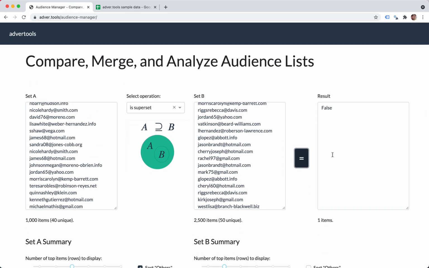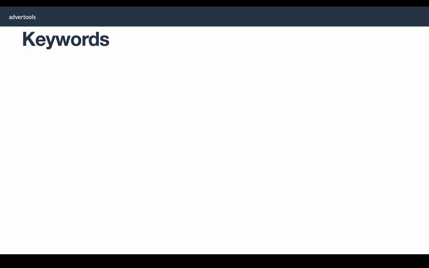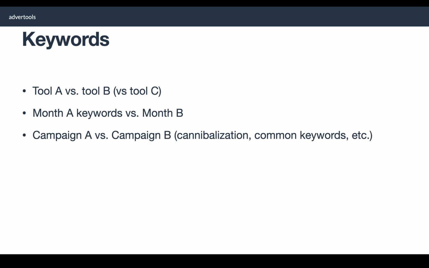So let me also share with you some ideas about other types of lists or audience. The first one is keywords, which we just did, but you can do it in a different way. So you can compare the keyword set that tool A gives you versus tool B, and versus tool C if you want. So you can see what common keywords are, which ones are different, and so on. As we just did in this example, you can do month A keywords versus month B. You might be running keyword search campaigns, and you might want to compare the keywords in campaign A versus campaign B to see the cannibalization, common keywords, and so on.